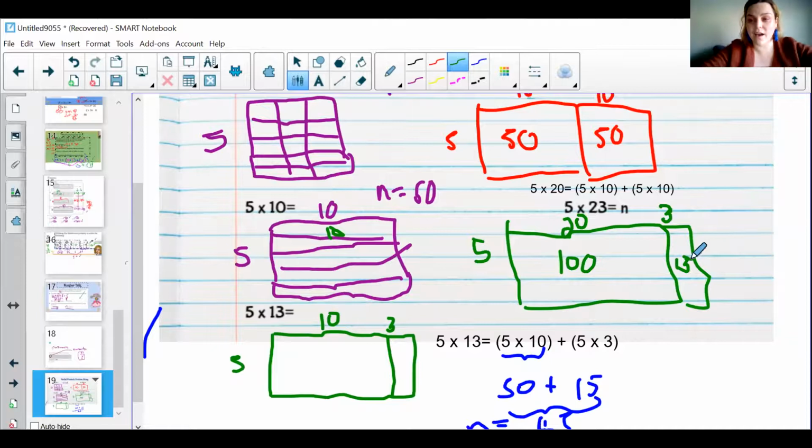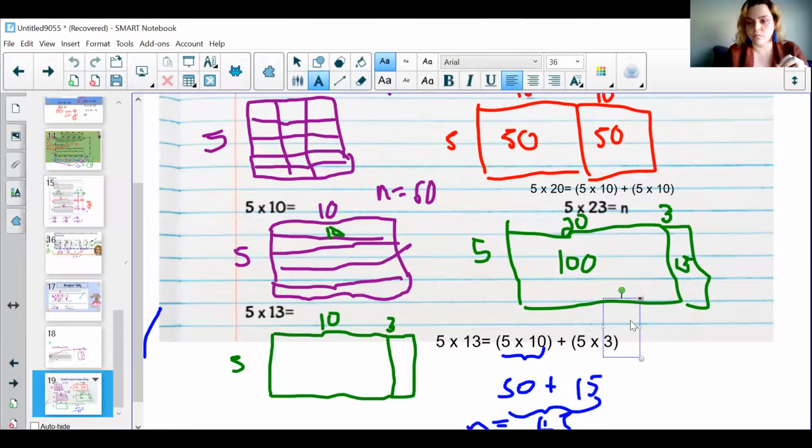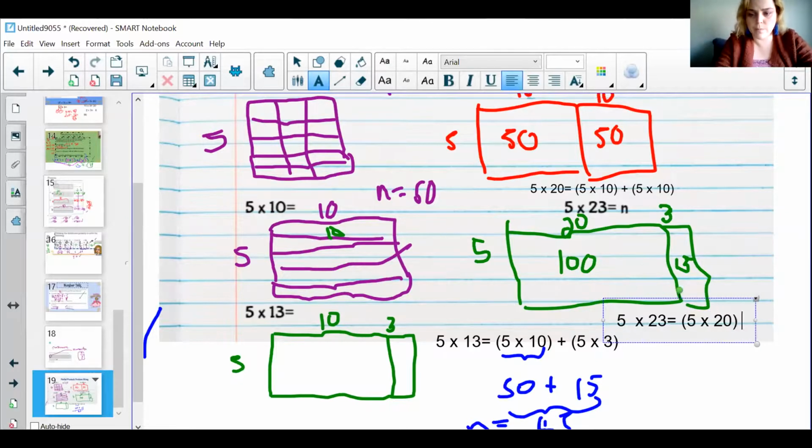As you're doing this, I want you to think, how efficient is the distributive property when you're multiplying a single digit by a double-digit number? How fast was that for me to use the distributive property to figure out 5 times 23? We're going to find out the product right now. 100 plus 15 is 115. And let's do the equation so we can see it represented. So we said 5 times 23 is the same as 5 times 20 plus 5 times 3.